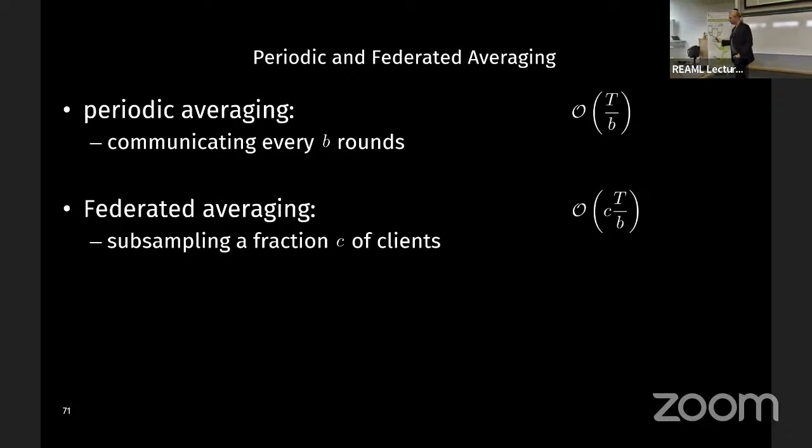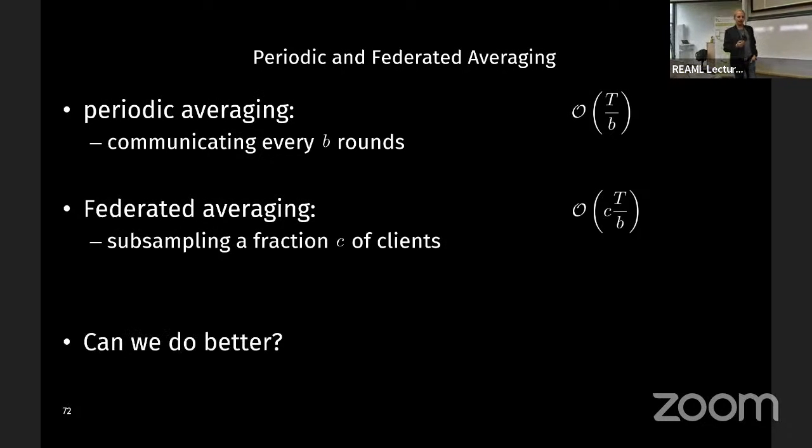So we talked about periodic averaging, and the amount of communication you have there is very easily computable. It is the number of rounds divided by how often you communicate, times the size of your model. So it's an O of T divided by B. And for federated averaging, you reduce it quite a bit, however, only by a constant fraction. So reducing your overall communication by 10% is amazing, but still you cannot go lower than that. It's 10% of whatever communication you have.